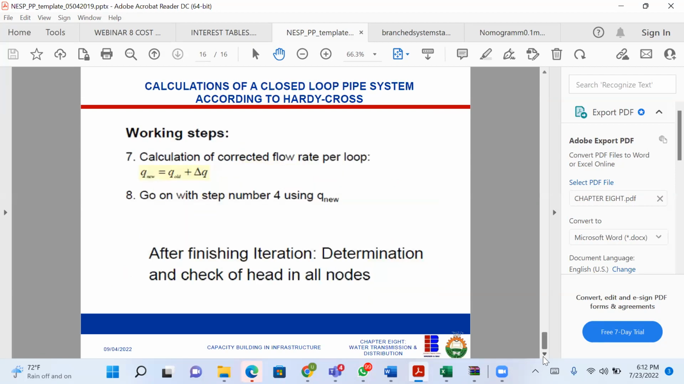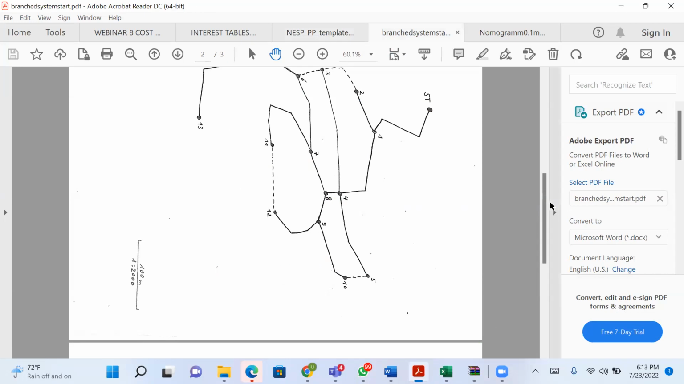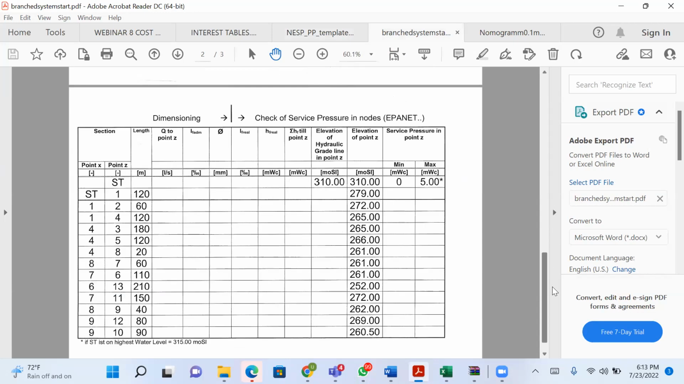When you have loops, you assume those loops to be redundant. Maybe next week I'll discuss that. So this is the end of the class today, and I will ask us to go and fill this table, please.